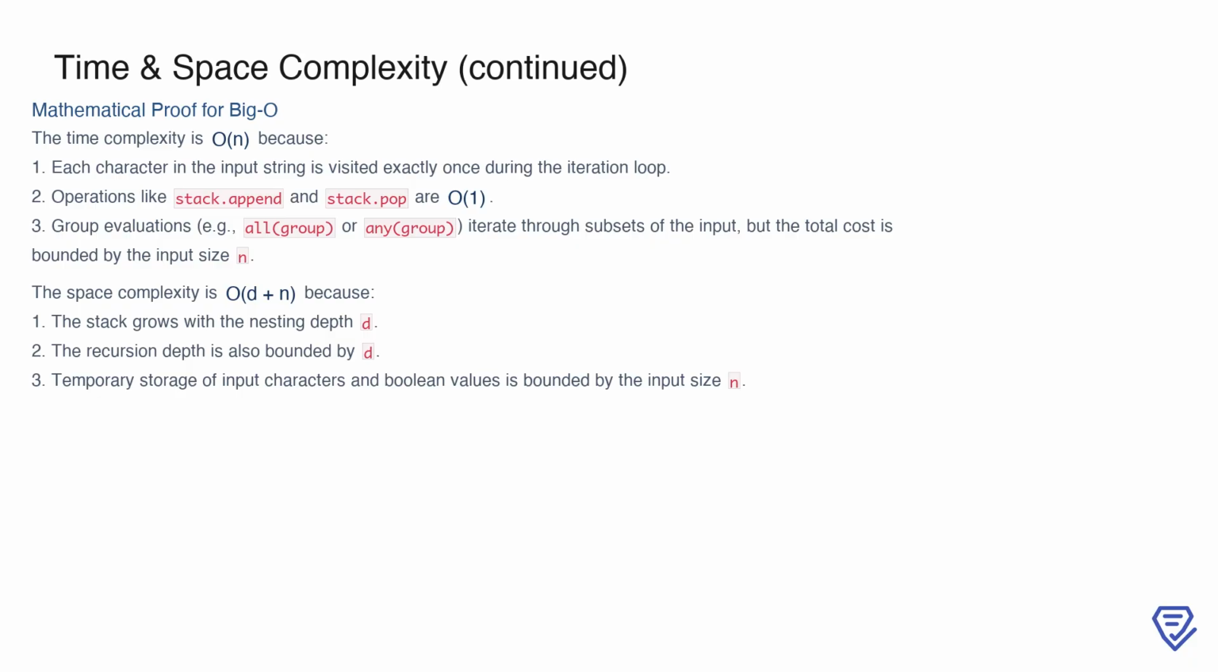For space complexity, the stack grows in proportion to the nesting depth d, as each level of nesting adds to the stack size. Additionally, the recursion depth is also bounded by d, and temporary storage of input characters and Boolean values is limited by the input length n. Together, these factors yield a combined space complexity of O(d + n). This ensures that the algorithm is not only efficient in processing time but also in its use of memory, even for deeply nested or large input expressions.